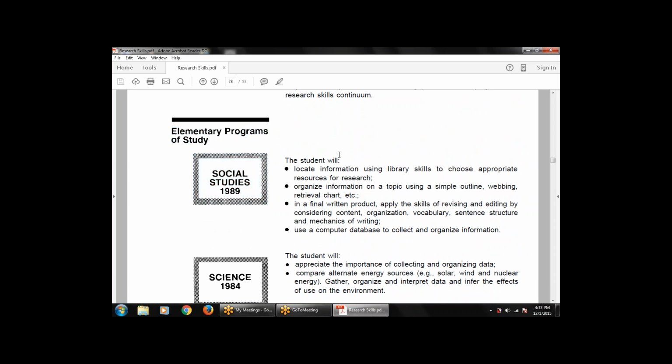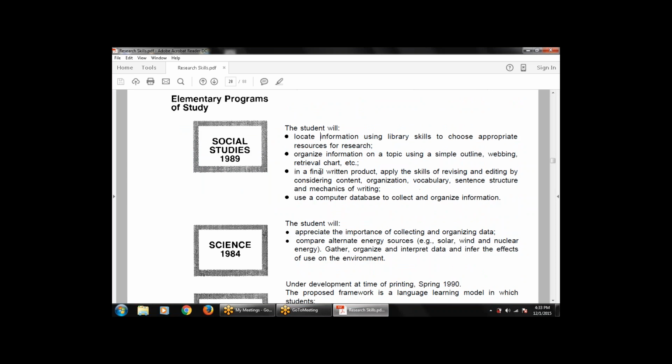These are the various outcomes that the student will acquire. The student will locate information using library skills, choosing the appropriate resources for the research, that is, the various appropriate resources that require these skills. Next, organize the information on a topic using a simple outline, webbing, retrieval chart, etc. That is, how to outline the content or organize the information on any topic.